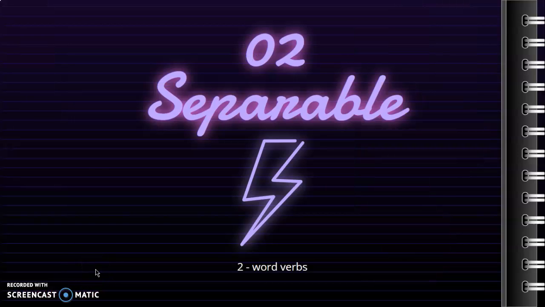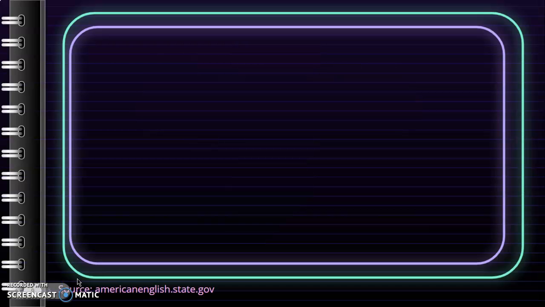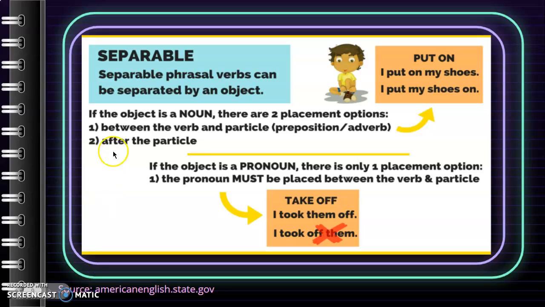Let's take a look at what are separable two-word verbs. A separable two-word verb or a separable phrasal verb can be separated by an object. Remember, an object goes after the verb. For example, I put on my shoes. In this case, my shoes is the object.